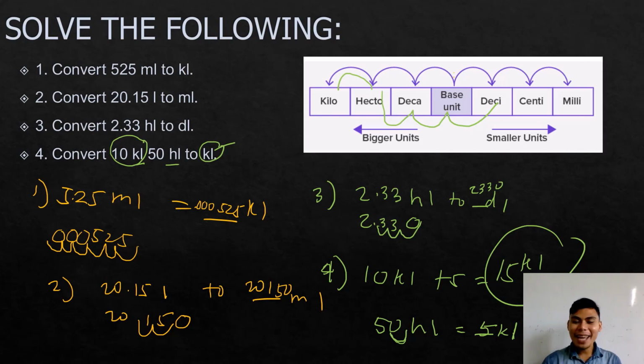Basta lang, bilisan, milli centi deci base, deka hecto kilo, ganyan. Tapos, kung unit of length, meters. Kung unit of mass or weight, grams. Kung unit of capacity or volume, liters. But the same concept lang po. Kung ito lang po ang questions, the same unit of measure, the metric system, move lang po. Move, and move. Okay, ganyan lang po ka-basic.